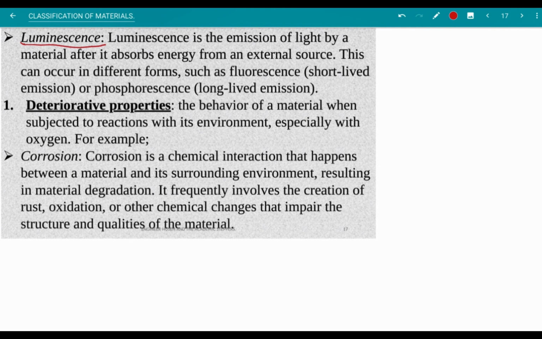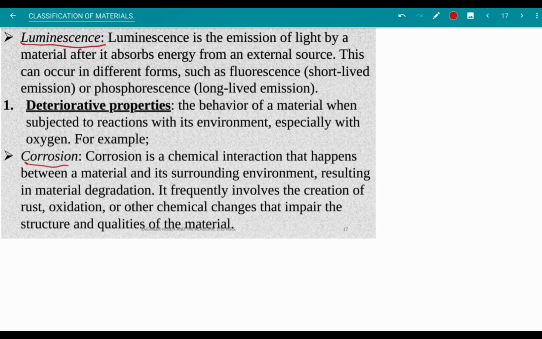The next property we look at is the deteriorative property of a material, and it's actually the last property that we have. This shows you the behavior of a material when subjected to reactions with its environment. For instance, oxygen is going to corrode. That's why we look at examples like corrosion. Corrosion is just a chemical interaction that happens between a material and its surrounding environment, resulting in a material's degradation. Now, it mostly involves things like rust, oxidation, and other chemical changes that impair the structure and quality of the material.